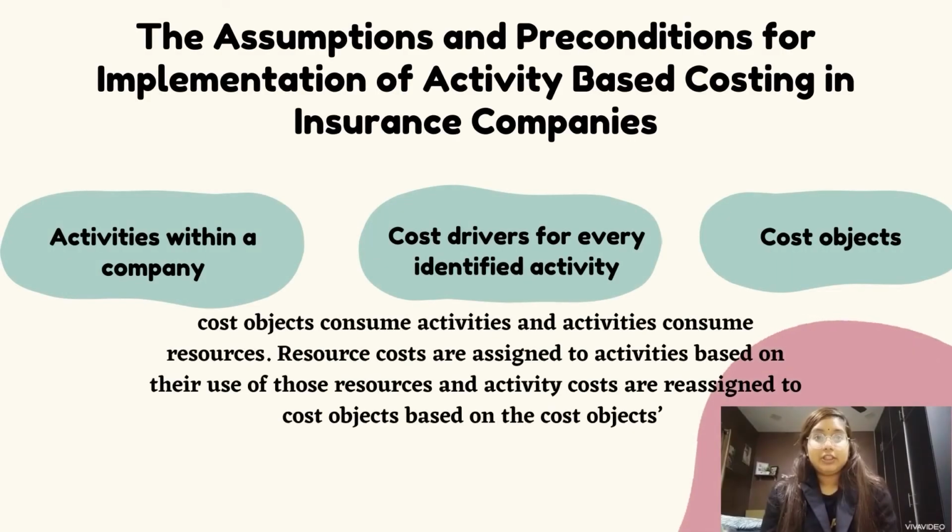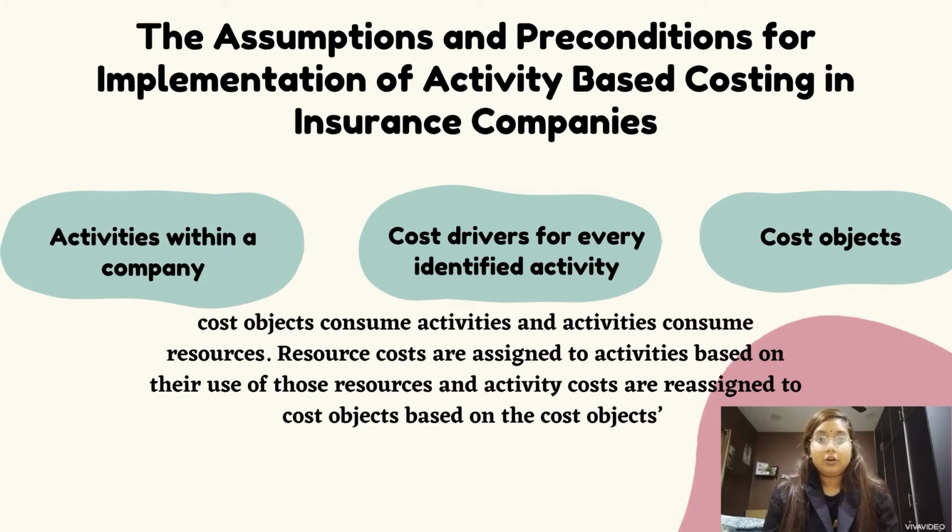Next is the assumption and precondition of implementation of activity-based costing in insurance companies. Activity-based costing gives management in insurance companies information regarding the cost of particular activity and non-value added activity, the cost of particular product, the customer, and channel profitability. In order to apply activity-based costing in an insurance company, there are three main factors that must be defined, which are activities within a company, cost drivers for every identified activity, and cost objects.